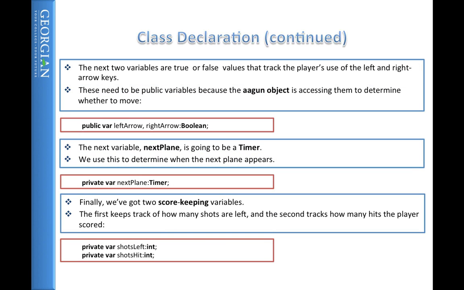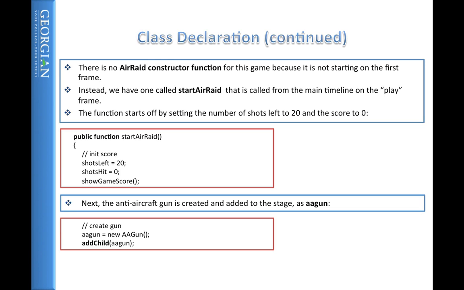Okay. I'm also going to have my left arrow and right arrow, because depending on what I press, I'm going to pass that information on to my gun class, all right, when I move around. Okay, and a timer, of course. I'm going to have to create this timer so we can know when the next plane is going to come out. Because I want to use a timer, so the timer is going to be a random time for the next plane to come out. Okay? I'm also going to keep track of how many shots I have left and how many shots I've hit, how many times I've hit a plane. Okay, so I'm going to do some scorekeeping as well.